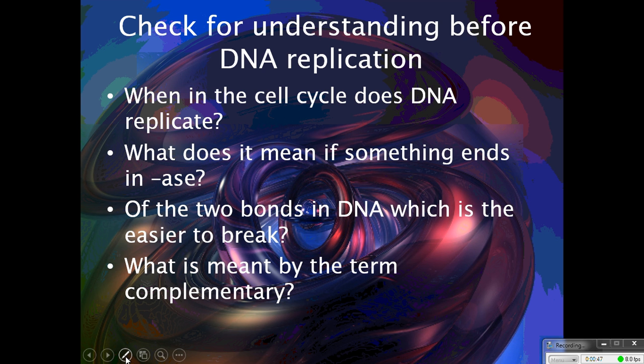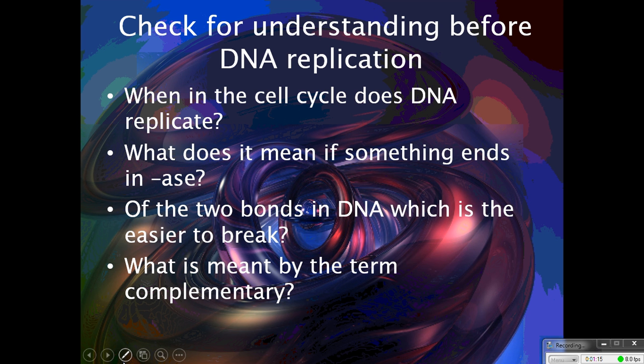In the cell cycle, DNA replicates during the S stage. That happens after G1, but before G2. If something ends in the suffix "ase," it means that it's an enzyme. It performs some type of reaction within a cell or allows a reaction to occur. Of the two bonds in DNA, that would be covalent bonds and hydrogen bonds. Hydrogen bonds are by far easier to break.